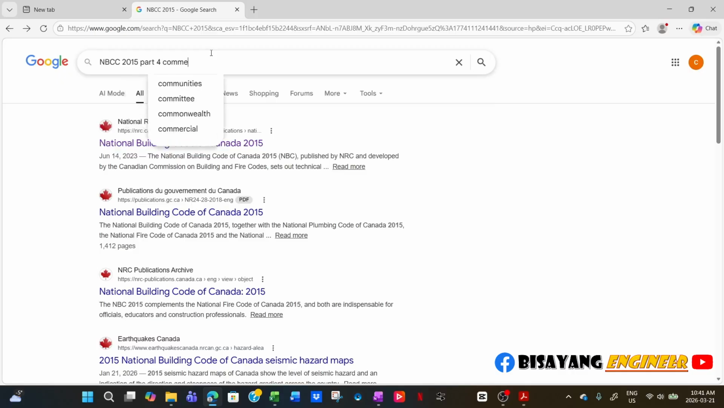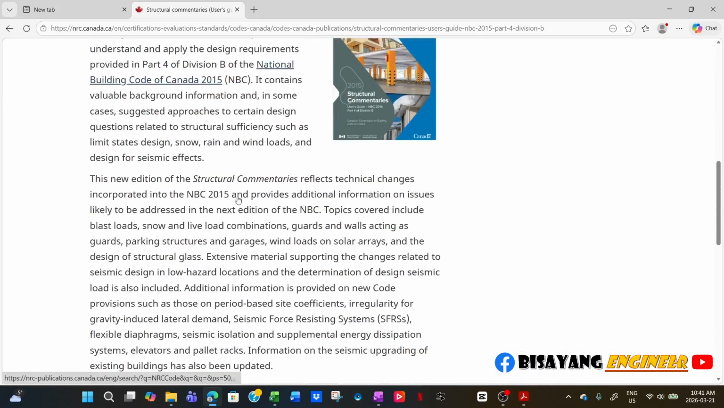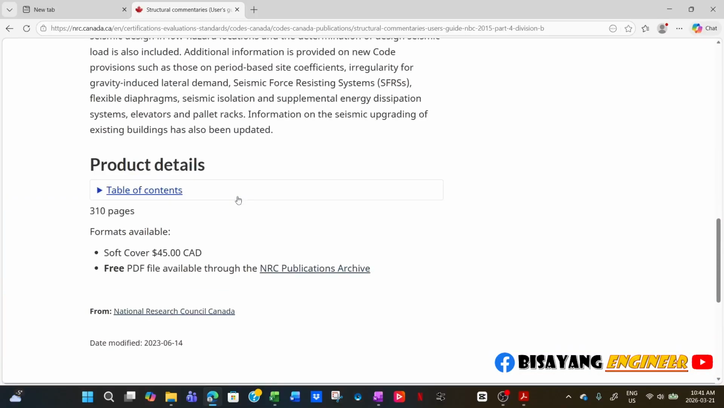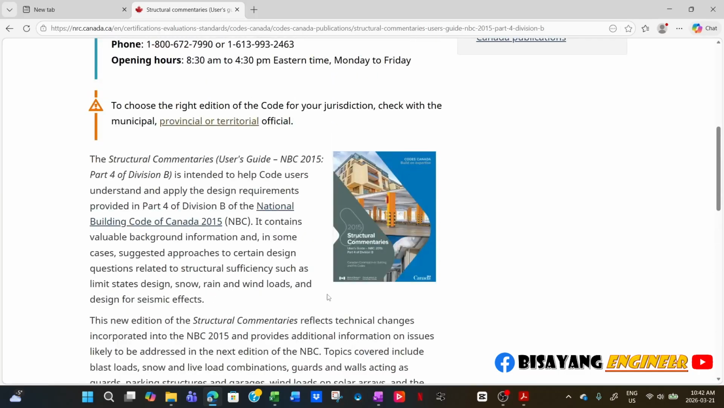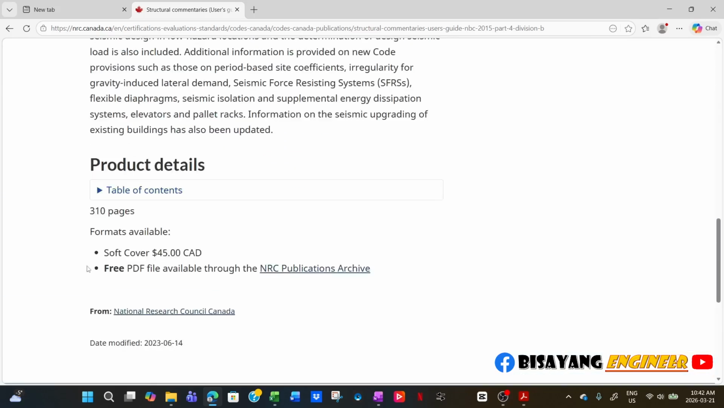part for commentary. So this structural commentary is actually a user guide, and this explains the provisions in the code with regards to the structural portion of it, part four. So part four is the structural, and then this is the commentary. This is also free. You can download. Like I said, if you want to buy the hard copy, then you pay $45. But if you want the PDF, then just download the PDF.